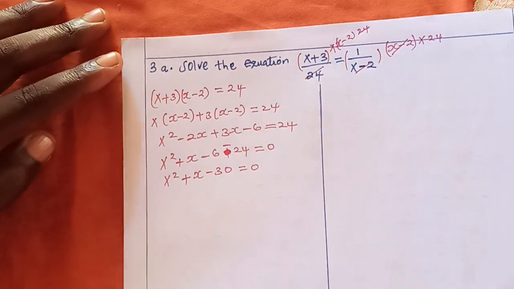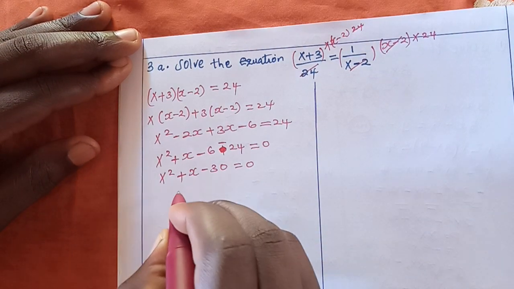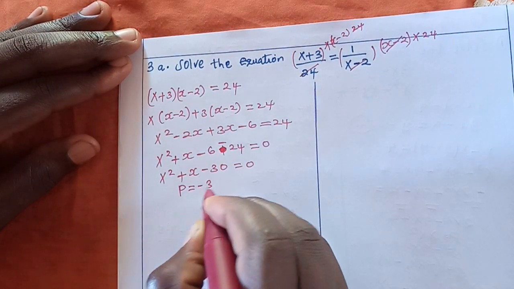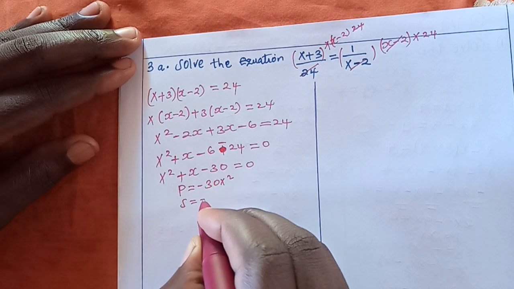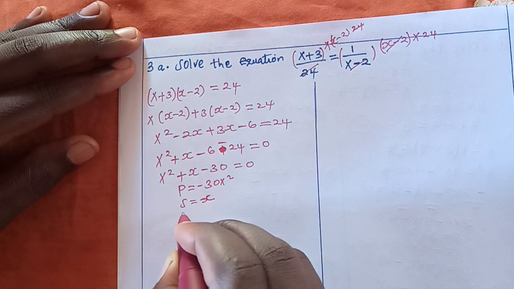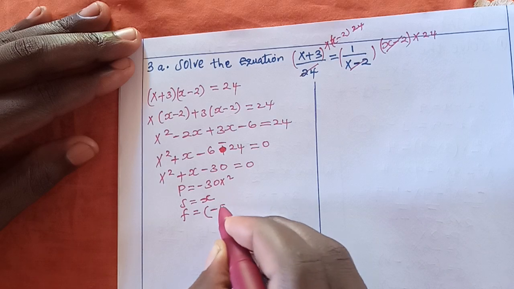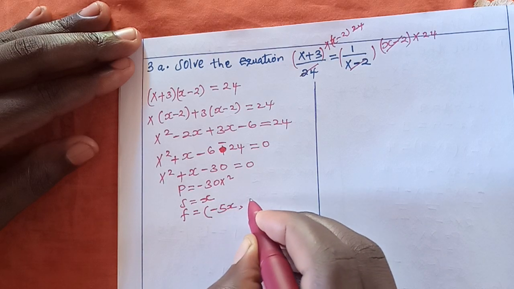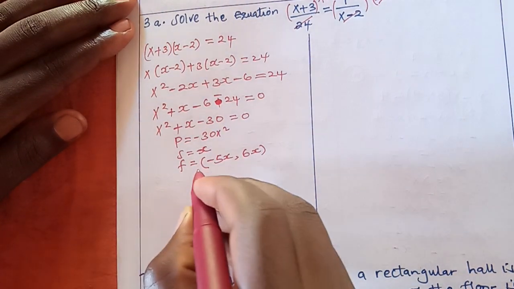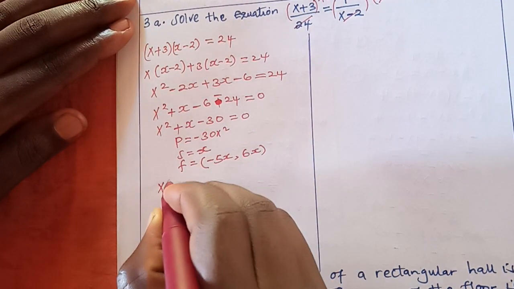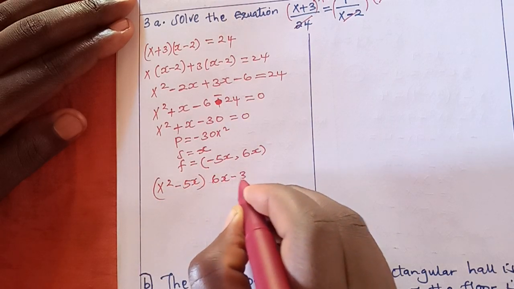Now, the product in this case is negative 30x squared. The sum is positive x. The factors are negative 5x and positive 6x. So x squared minus 5x, then we have 6x minus 30.